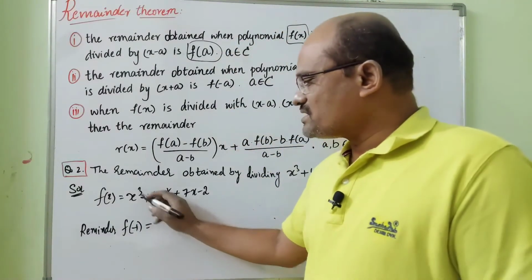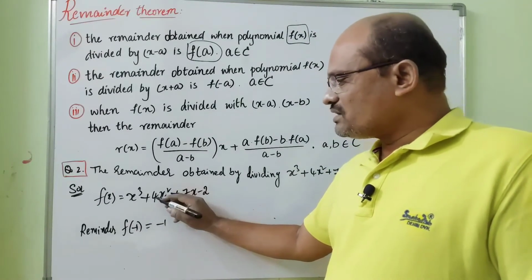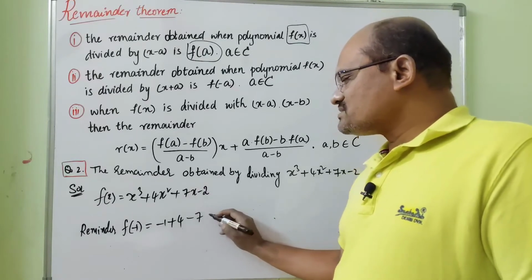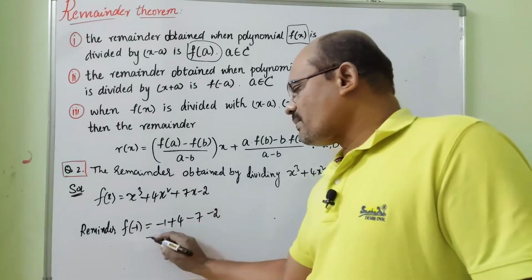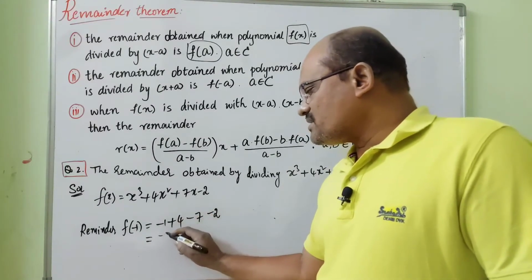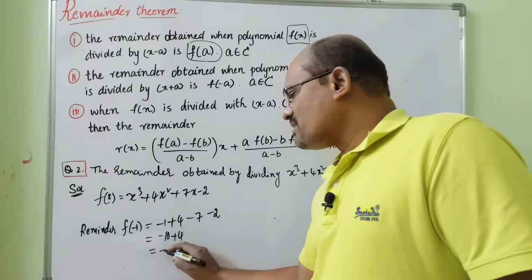Substitute minus 1. Minus 1 whole cube is minus 1, minus 1 whole square is plus 1, so you will get 4 into 1, 4, 7 into minus 1, minus 7, minus 2. Now minus 10 plus 4, that is minus 6.